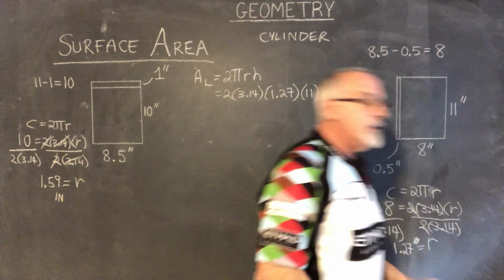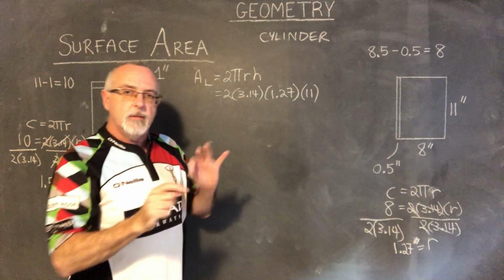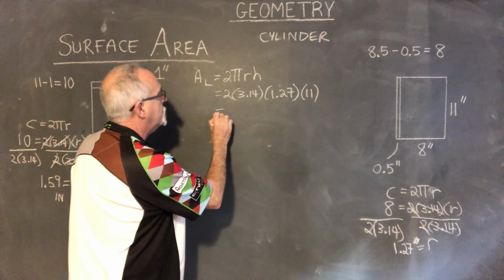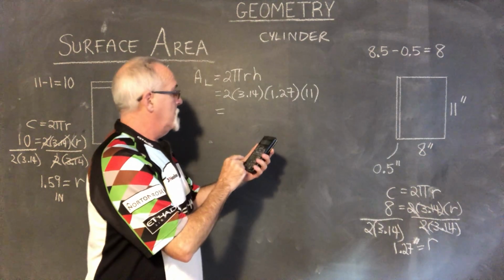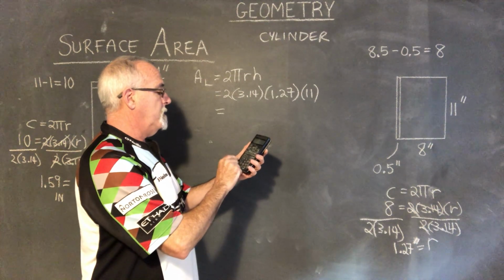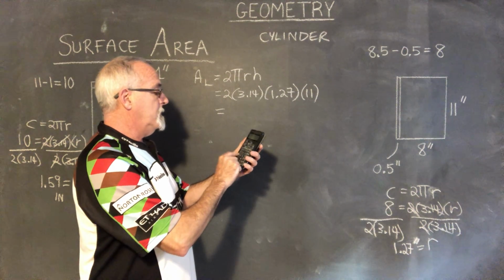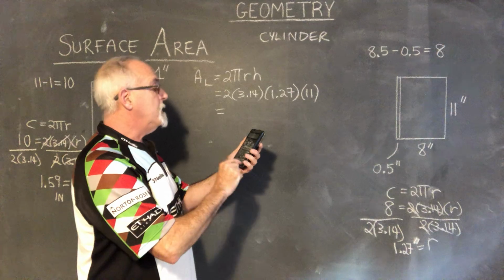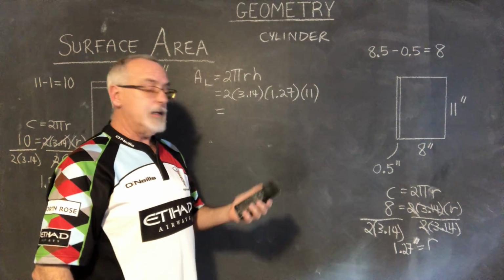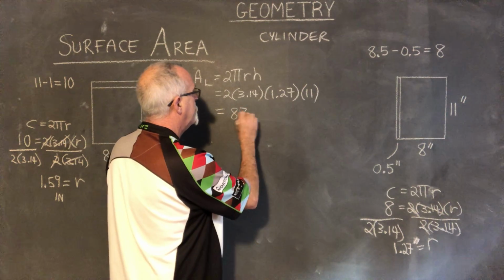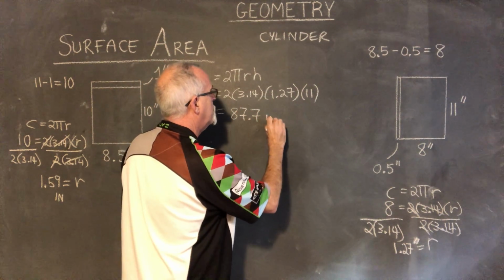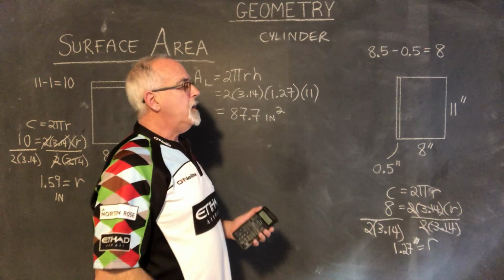Okay, so the formulas have a lot of stuff that's the same and some stuff that's a little different. All I have to do is multiply. Let's get the calculator and multiply this out. 2 times 3.14 times 1.27 times 11 equals 87.7. Again, I'm rounding to the nearest tenth. 87.7 square inches.